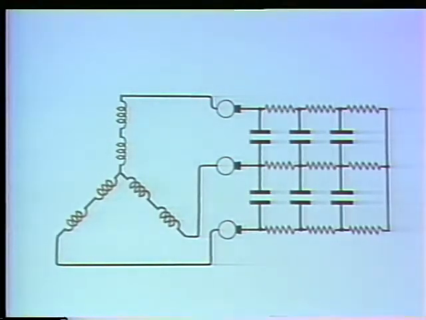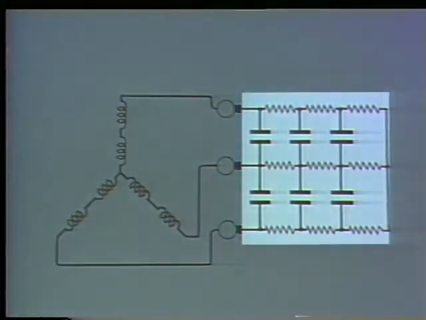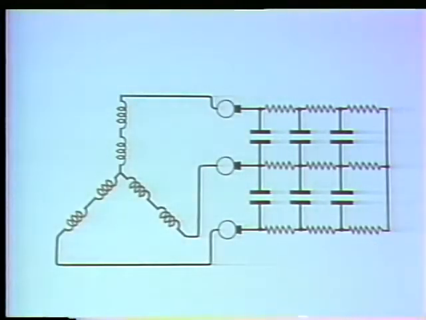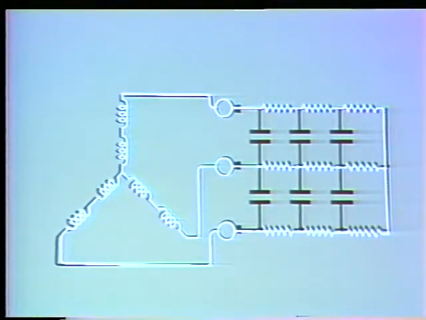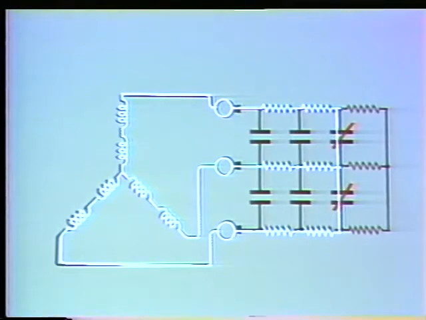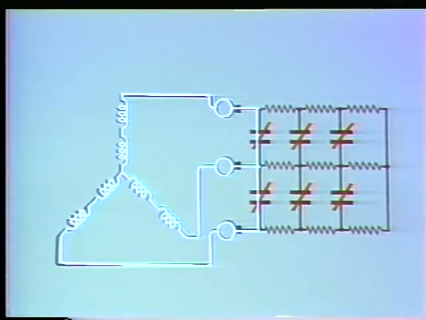Most wound rotor motors have several sets of resistors in their rotor circuits, which are used to run the motor at different speeds. The motor runs slowest when all of the resistors are in the circuit. If a current path is provided to bypass one set of resistors, the motor runs faster. If an additional set of resistors is bypassed, it runs even faster. And if all the resistors are bypassed, the motor runs at maximum speed.